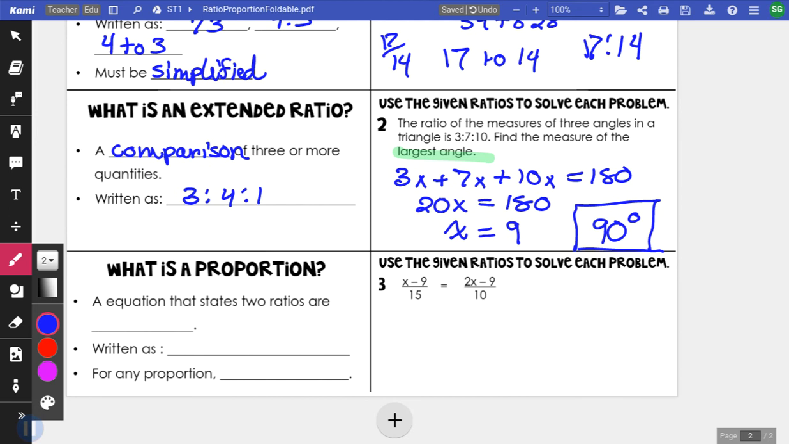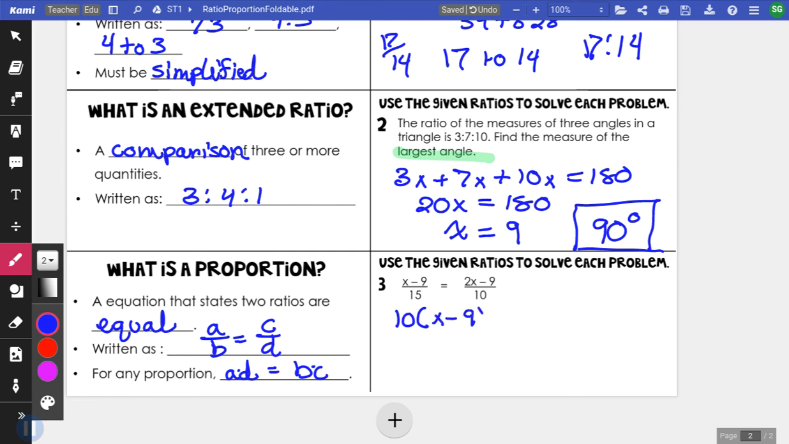Okay, and then we have the last one. What is a proportion? An equation that states 2 ratios are equal to each other. And it is written as 2 fractions. And then for any proportion, we can cross multiply. So for any proportion, AD is going to equal BC. And if you want to put the little multiplication signs in there, you can. Okay, so then we're going to come over here and cross multiply.